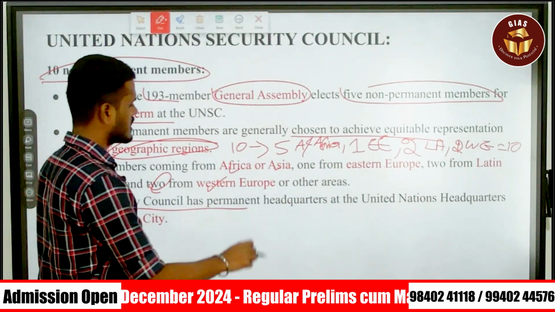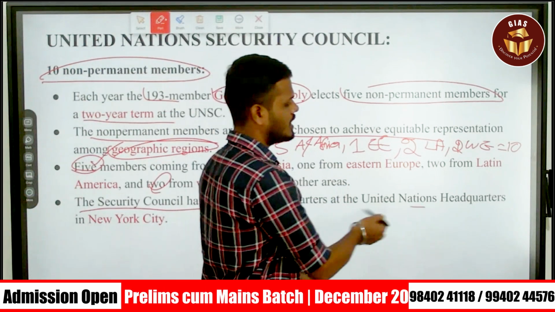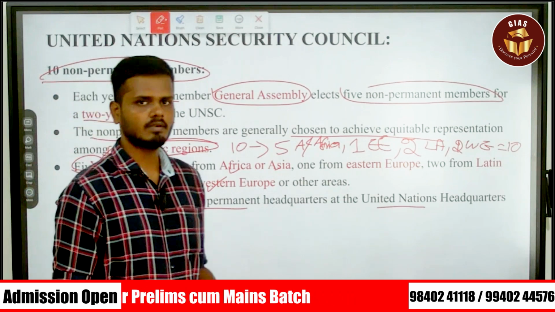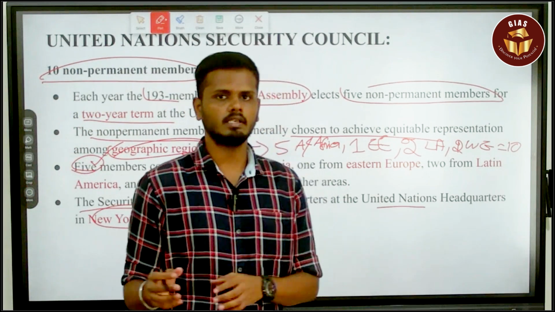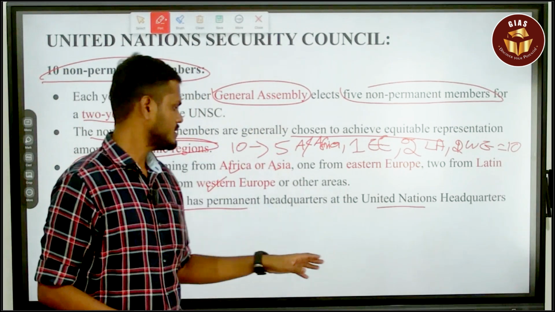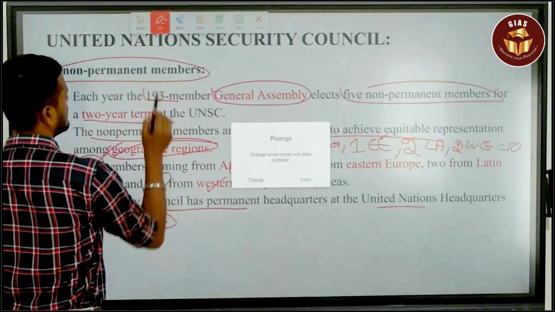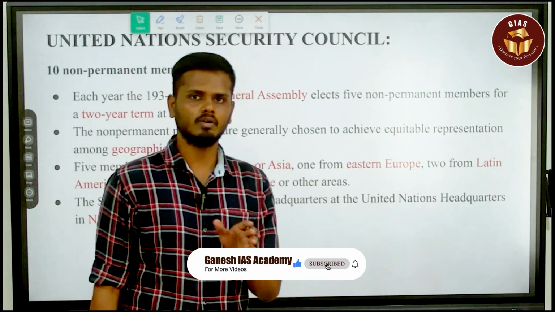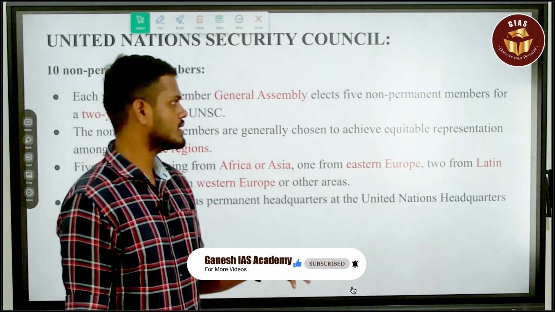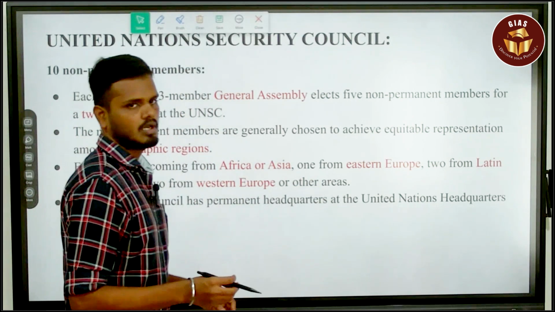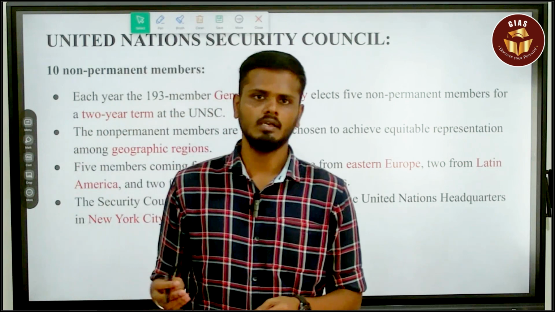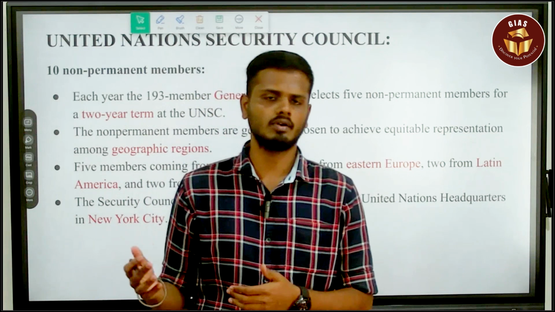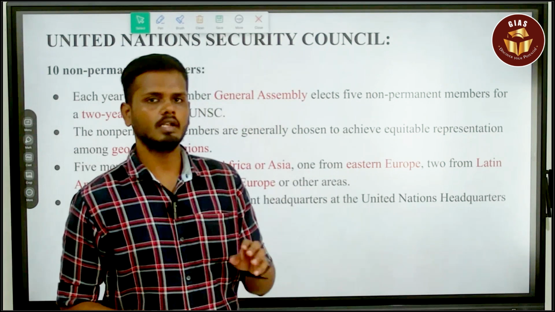The Security Council has its permanent headquarters in New York City, an important city in the United States. So the headquarters of the UNSC is situated in New York City. These are the important details we have to see about the United Nations Security Council. You can mention it in the Mains also, when there is a question about war, peace and security. You can mention the UNSC there.